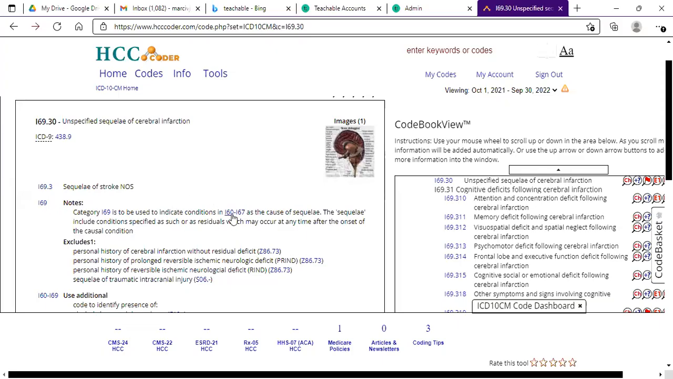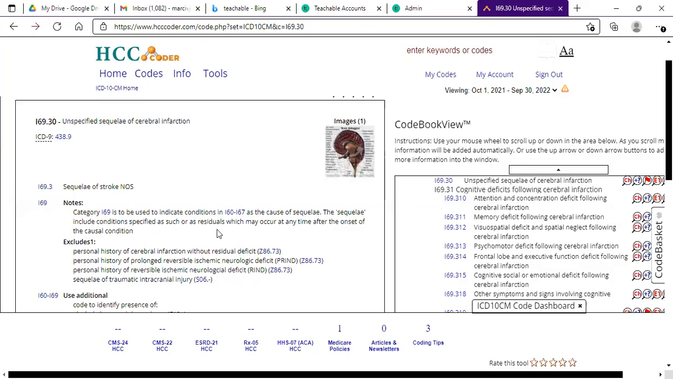And I'm saying that in I60 through I67, when you're using codes from I69, which is the sequela, they're telling you it's usually because a condition in one of these categories is the cause of the sequela. Then, going into the exclusions, we cannot use any code from the I69 category and Z86.73 together.